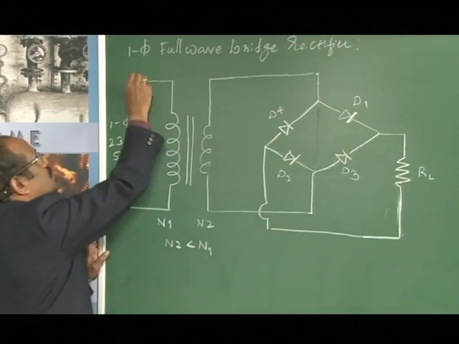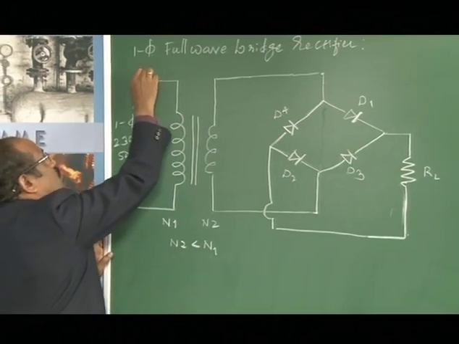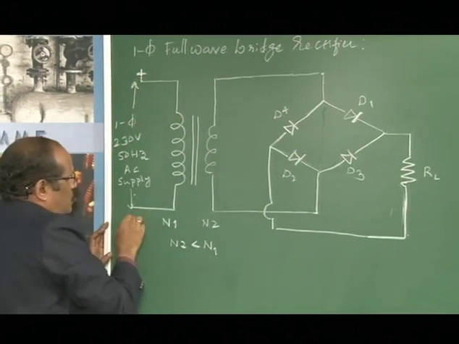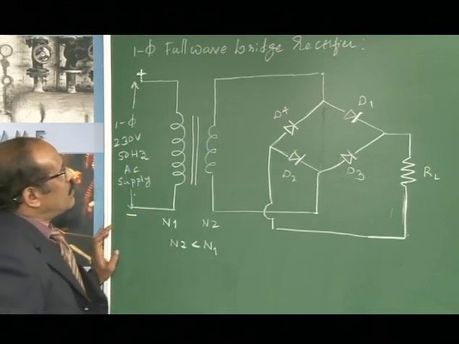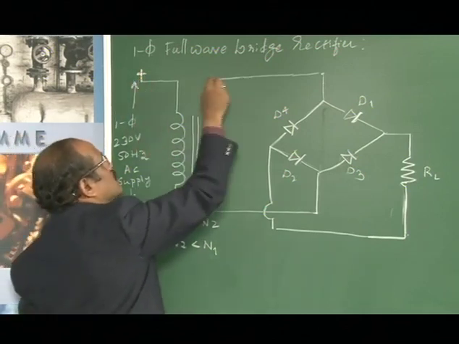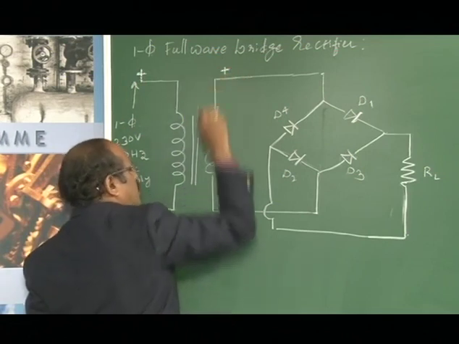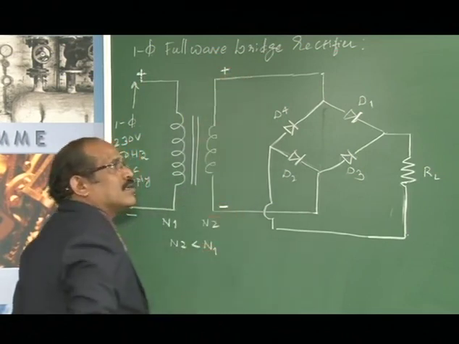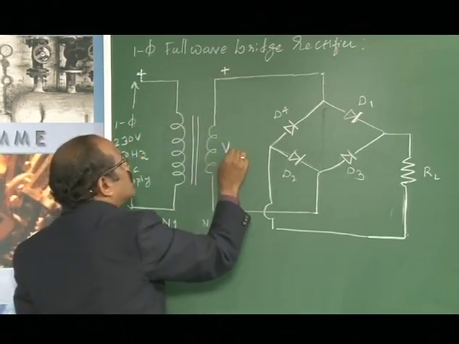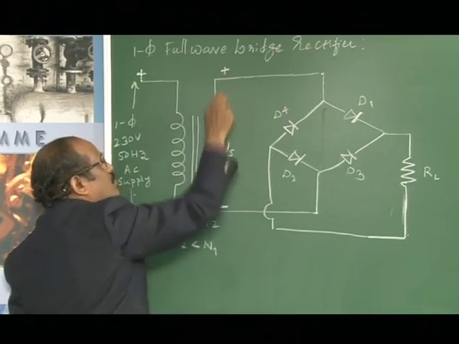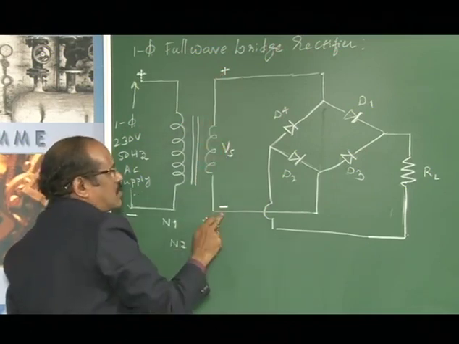Now during the positive half cycle, what happens is the potential of this terminal will be positive with reference to this, therefore this primary voltage induces a secondary voltage having potential, I can call it Vs here. So this is plus and this will be minus.